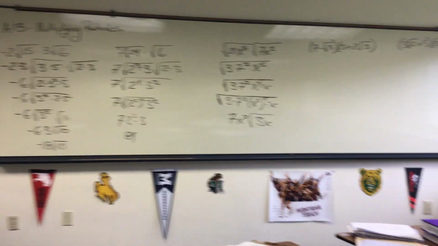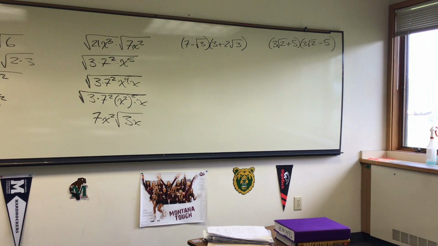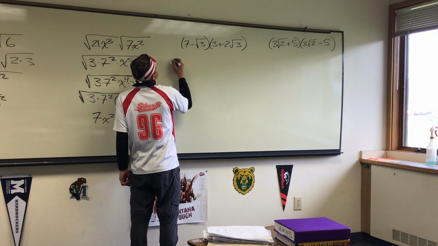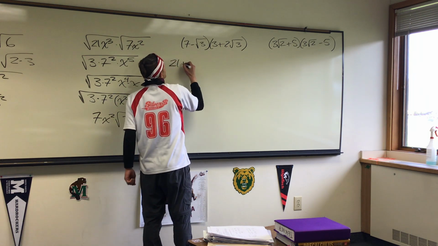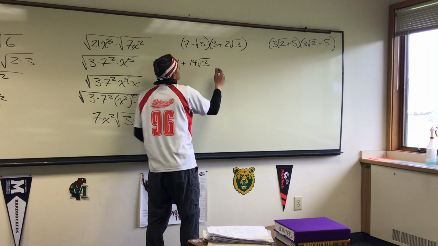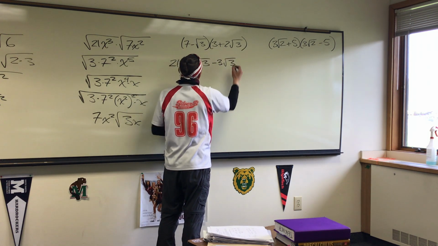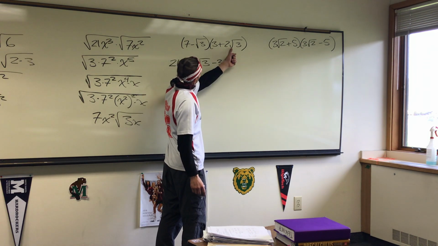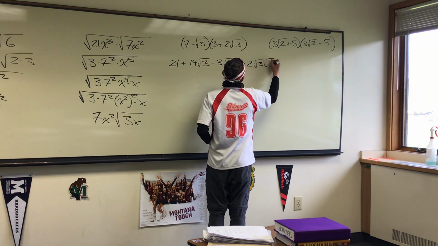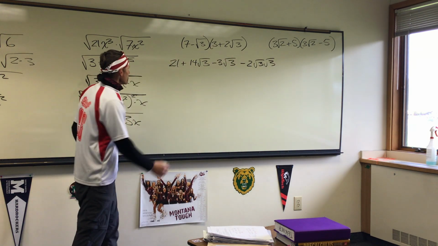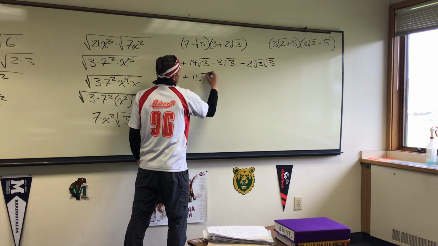2 more. Oh boy. Foiling. First, 7 times 3, 21. Outer, 7 times 2 square roots of 3 is 14 square roots of 3. 3 times minus square roots of 3 is minus 3 square roots of 3. And we have minus square roots of 3 times 2 square roots of 3 is minus 2 square roots of 3 times square roots of 3. I'm going to write it like that just so you can think about it. 21, 14, take away 3 is 11, so we have 11 square roots of 3.